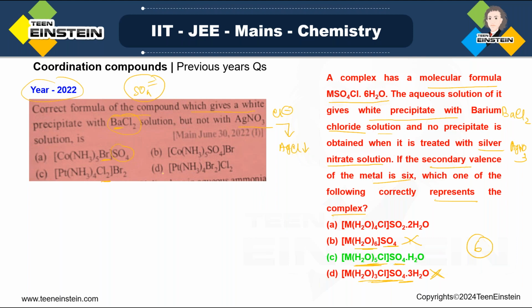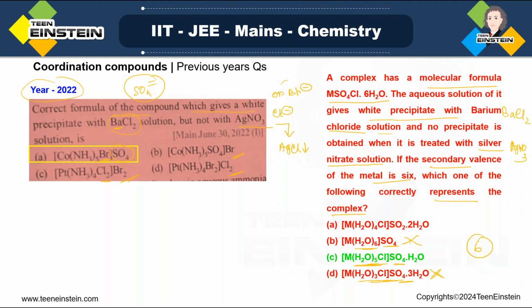And as it is not giving any precipitate with AgNO3, that means free Br minus or free Cl minus cannot be present outside. If you choose any of the options B, C, D, it will be wrong, because here sulfate is not outside, either the Br minus or Cl minus is outside, and that will give you a precipitate with AgNO3. Basically the first question is comparatively simpler than the second one. So option A will be the correct option.